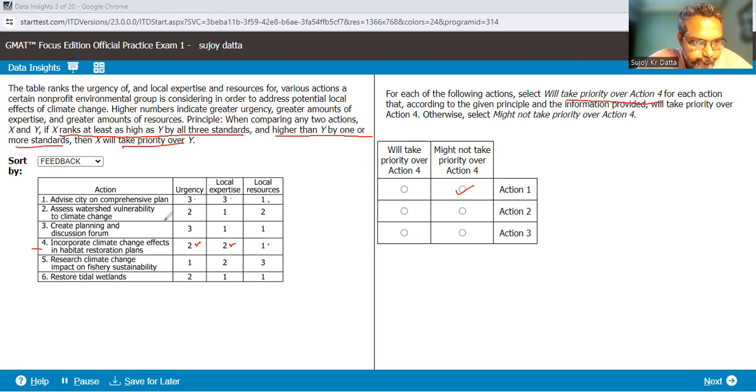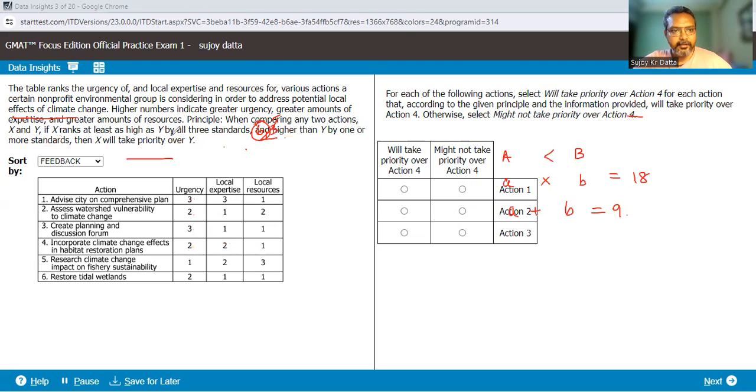Okay. 4 is higher, right? Action 2, 2, 2 same, 1, 2 higher, 2, 1 lower. So might not take. Action 3, 3 and 2, might not take. No, sorry, one minute. I read it wrong.